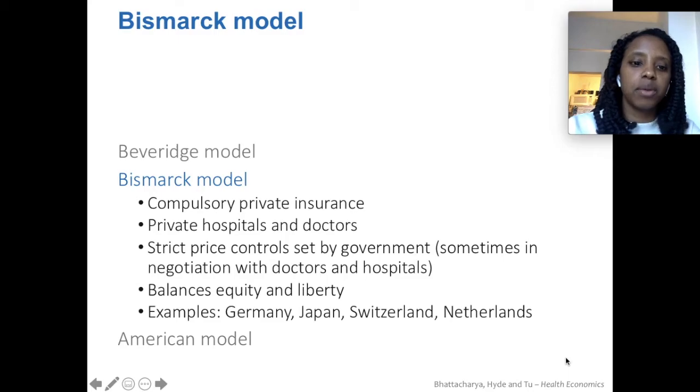Then we have the Bismarck Model. This is a compulsory private insurance scheme where the hospitals and the doctors remain privately employed, and they are paid by these private insurance companies, but with strict price controls set by the government. Sometimes that involves negotiation between doctors and hospitals and the government. It's meant to be a balance between equity and liberty. So Germany does this, Japan, Switzerland, and the Netherlands.